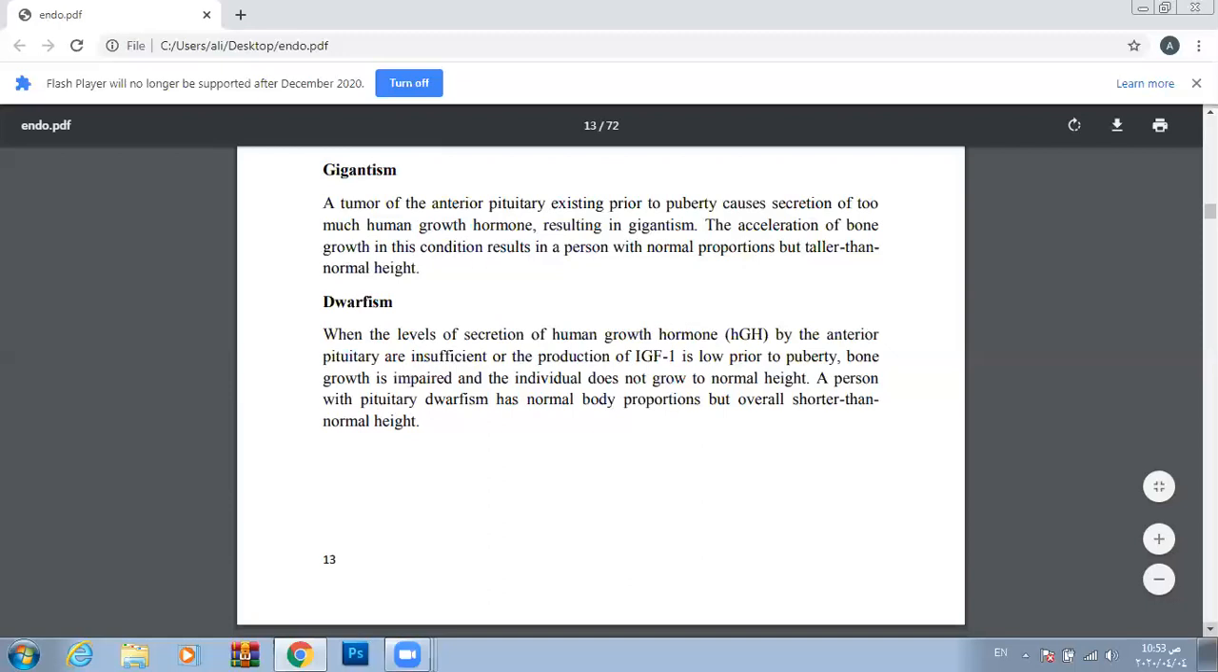While dwarfism, when the level of secretion of human growth hormone by the anterior pituitary is insufficient or production of the insulin-like growth factor is low prior to the puberty. قبل البيوبرتي يصير عندنا شنو هو؟ الانسولين-like growth factor او الجروث فاكتور قليل. Bone growth is impaired and the individual does not grow to the normal height. A person with pituitary dwarfism has a normal body proportion but overall shorter than the normal height.